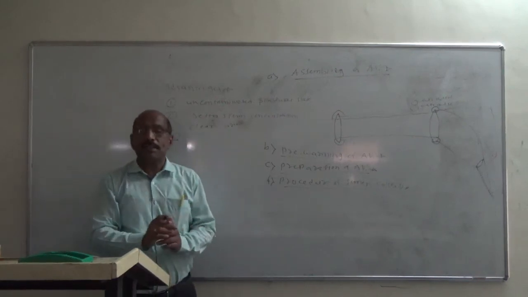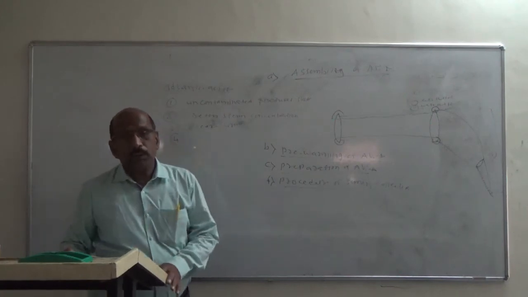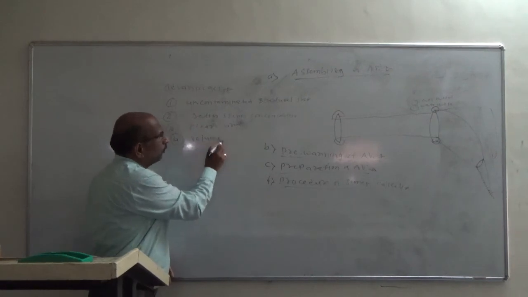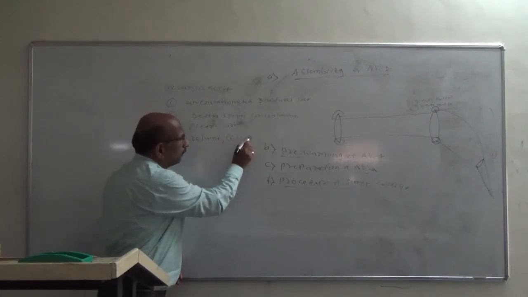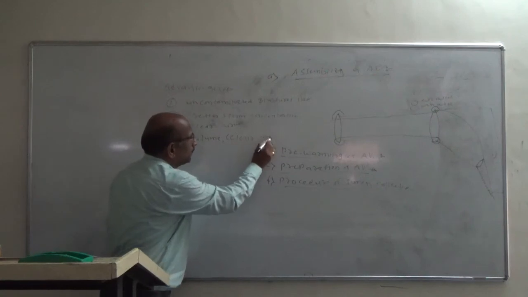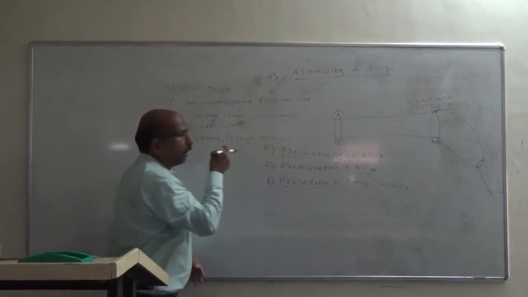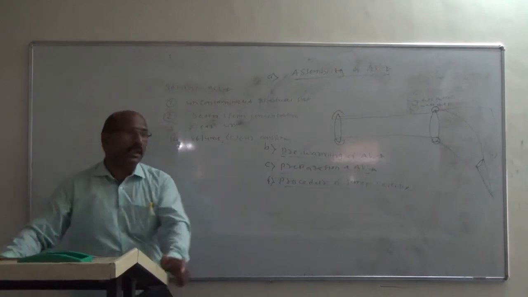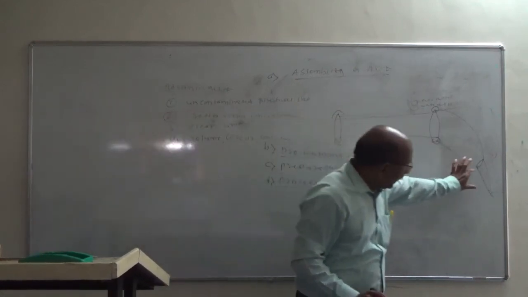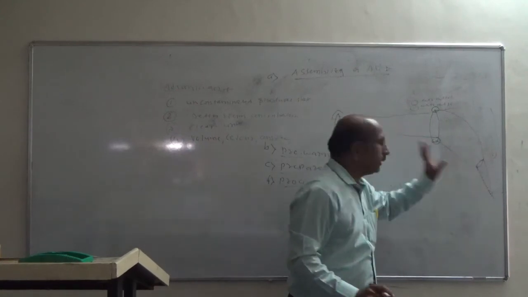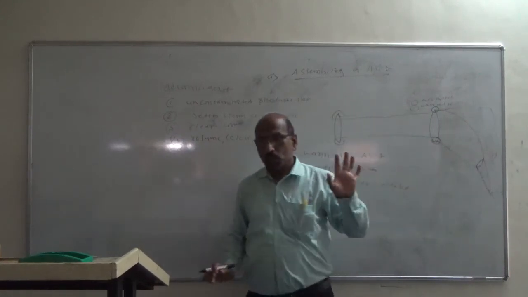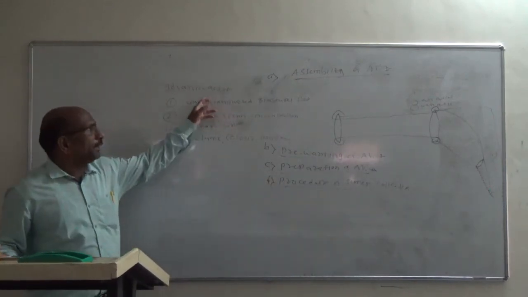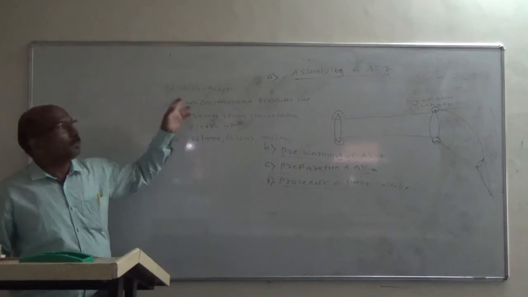Fourth advantage of AV, the volume, color and consistency of the semen can easily be seen in the graduated pipette or the graduated tube. So these are the advantages of the AV method.